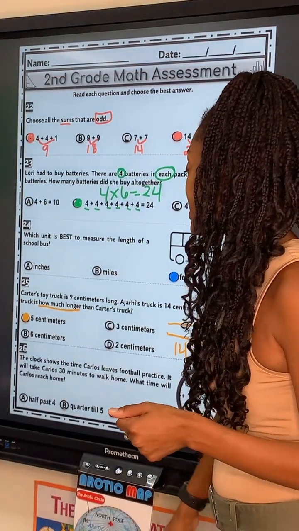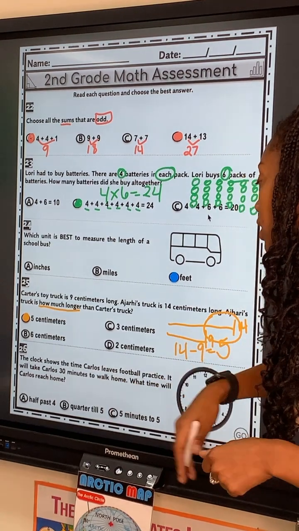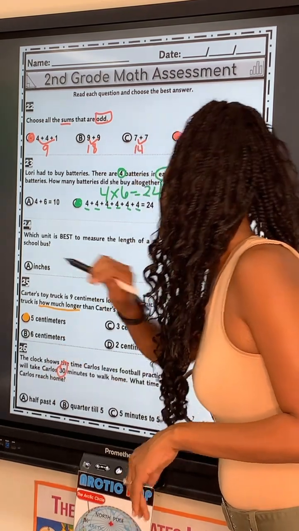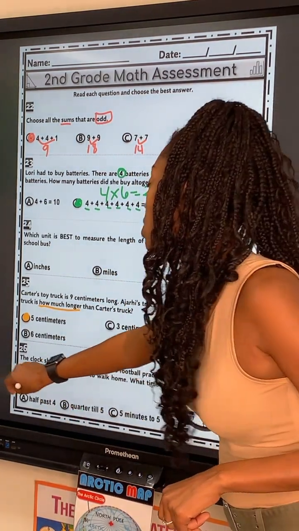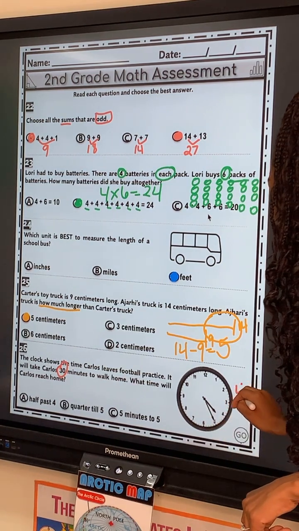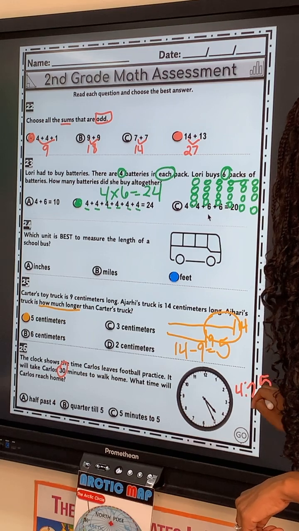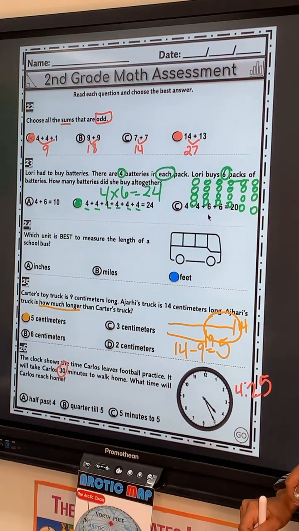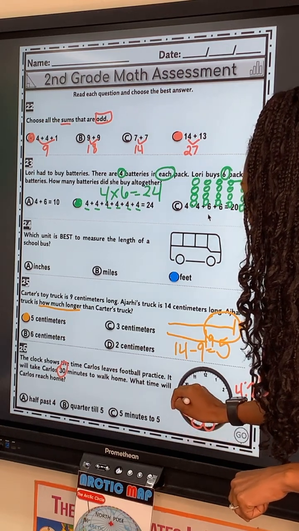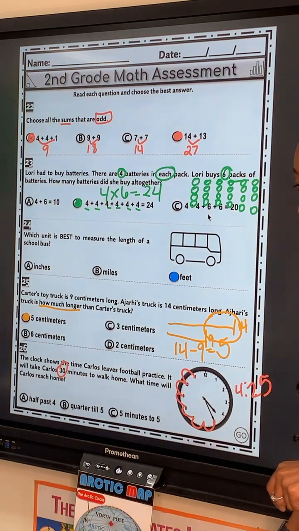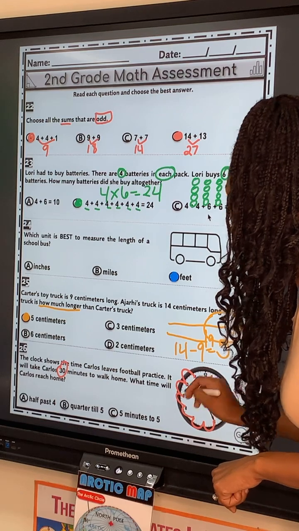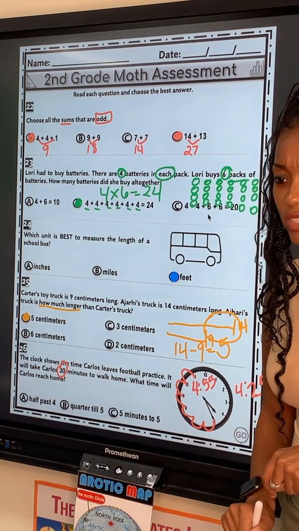Look at number 26. It says, the clock shows the time Carlos leaves football practice. It will take Carlos 30 minutes to walk home. What time will Carlos reach home? Carlos is here right now and the time is 4:25. This is not my answer. We have to move forward 30 minutes. So we go 5, 10, 15, 20, 25, 30, and I stop here. And guess what? Now my time is 4:55.